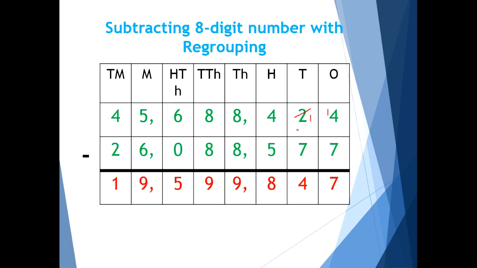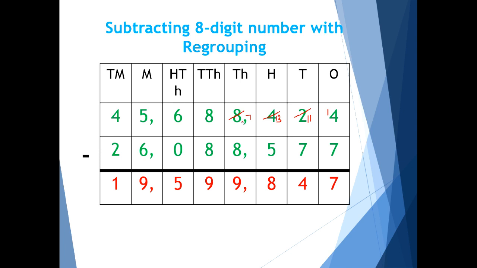Now come to the tens column. In the tens column we have 1 and 7. We cannot subtract 7 from 1, so we have to borrow 1 from the 4 of the hundreds column. So we'll borrow 1 from 4, it will become 3 and the 1 will become 11. 11 minus 7 equals 4. Coming to the hundreds column, we have 3 and 5. We cannot subtract 5 from 3 because 3 is a smaller number, so we have to borrow again from the thousands column. In the thousands column we have 8. So we'll borrow 1 from 8, it will become 7 and the 3 will become 13. 13 minus 5 equals 8.